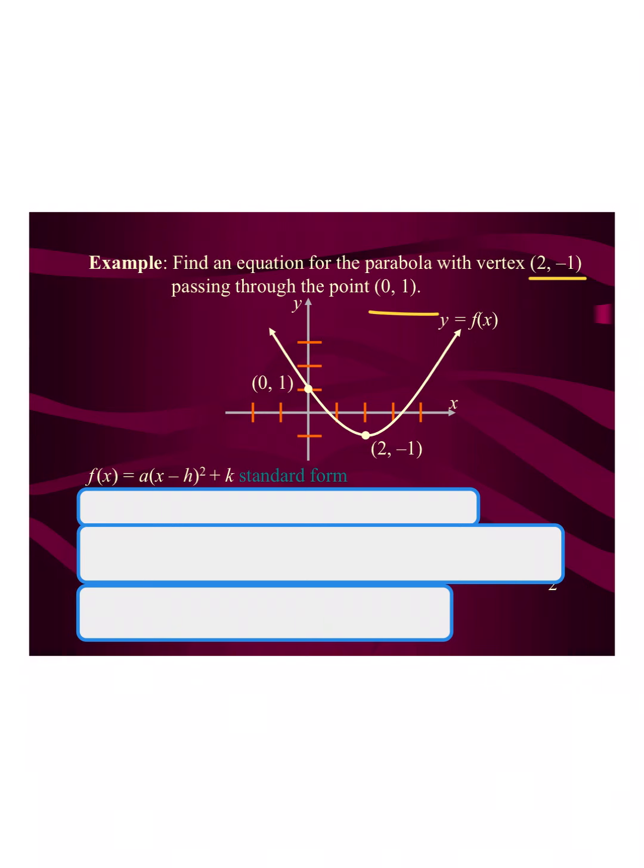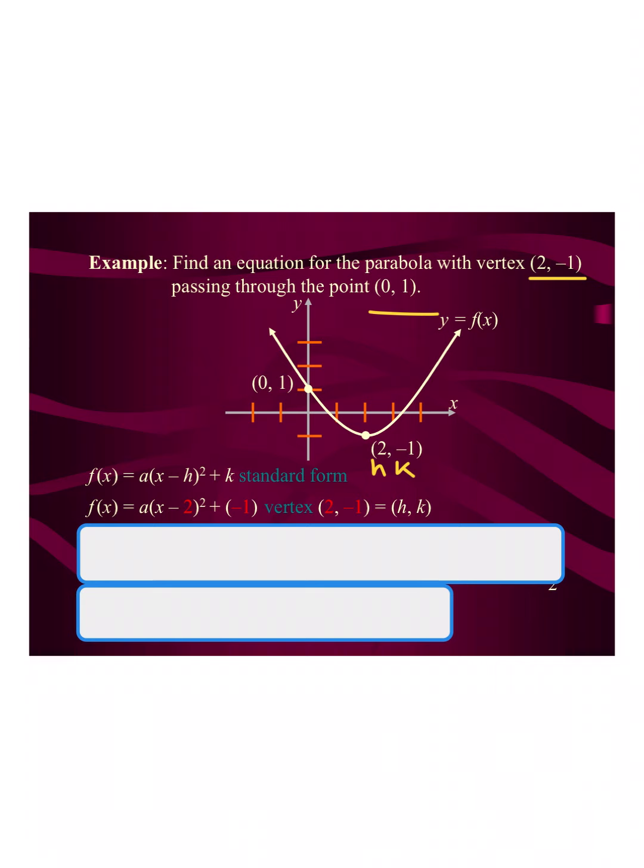If you look at the initial equation we have here, we have f of x equals a times (x minus h) squared plus k. We're going to try and identify as much information from this graph and plug it into that equation to help us solve for the remaining variables. The first thing we can do is look at our vertex, which is always going to be identified as h and k. So I can plug that directly into my equation for h and k.